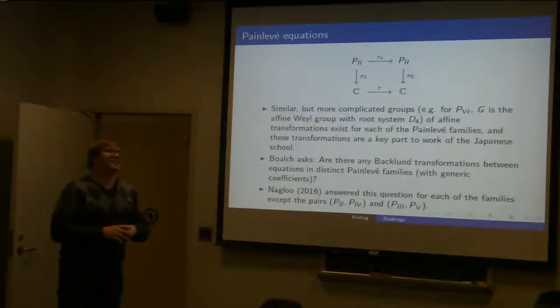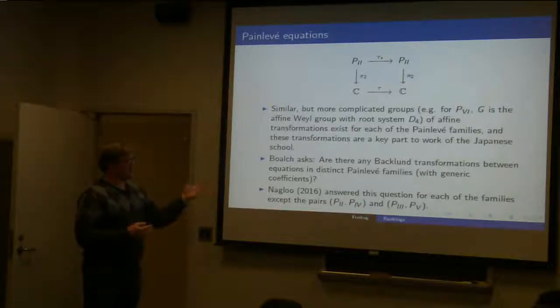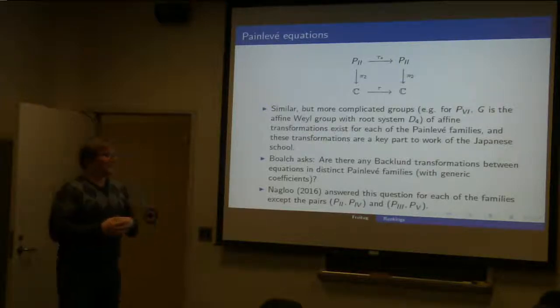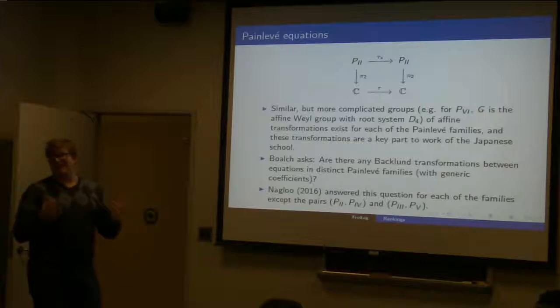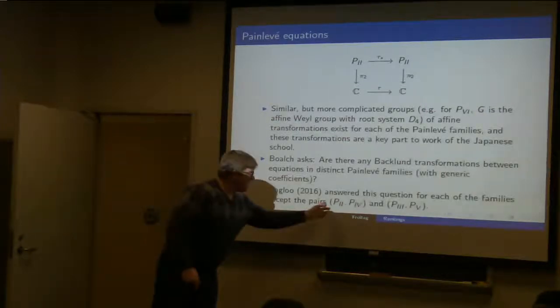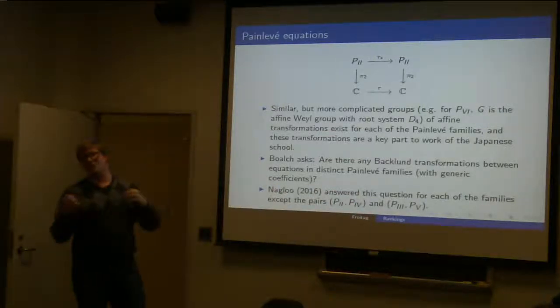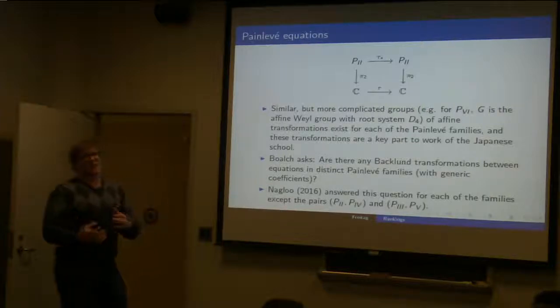Okay, that's right. So, of course, the context in which Ronnie answered this question for most of the pairs was that he proved that they're orthogonal. And the context in which I'm going to finish that up and prove it for the remaining two pairs that Ronnie didn't do is that I proved that they're orthogonal. That's a stronger condition a priori than no Bäcklund transformations.